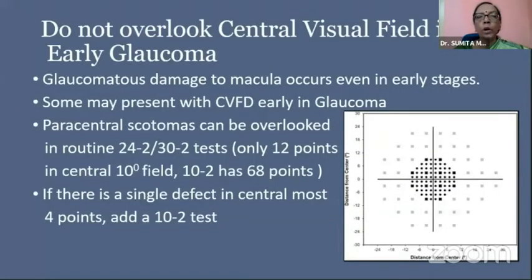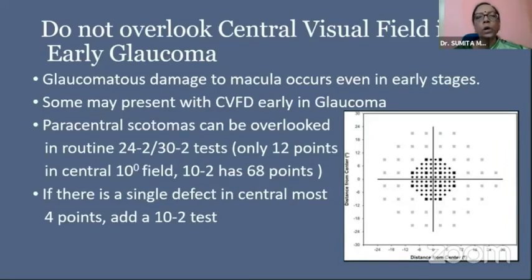So do not overlook the central visual field in early glaucoma, because glaucoma may affect the central field ahead of the peripheral field, contrary to the earlier belief. Glaucomatous damage to the macula occurs very early, and some patients may show defects in the centralmost visual field. But if we do only 24-2, these points will be missed, because the central field is not very well represented in the 24-2 parameter.